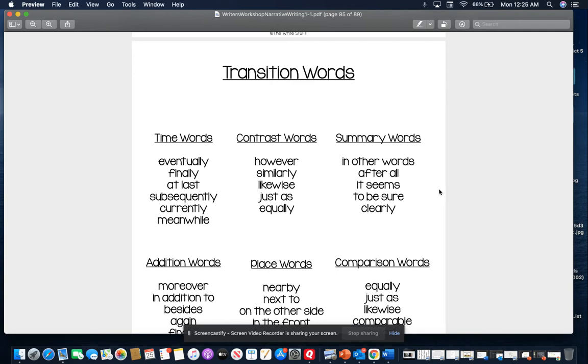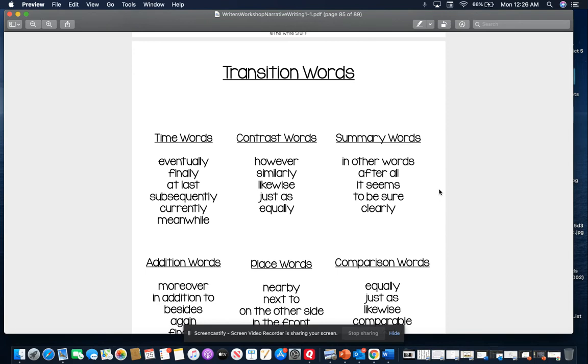So if you're writing about your favorite birthday party, pick one small moment from that. You don't have to write what happened at the beginning and then what happened after that and then what happened after that. Pick one small moment from that birthday party that you could think of lots of details on. It could be when you got your favorite present, or it could be when your family surprised you with a friend that came to your party that you haven't seen in a long time.